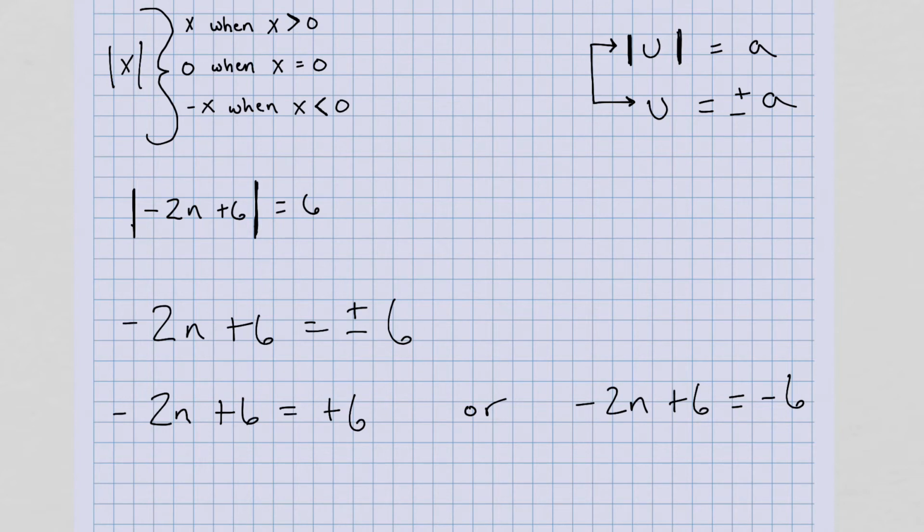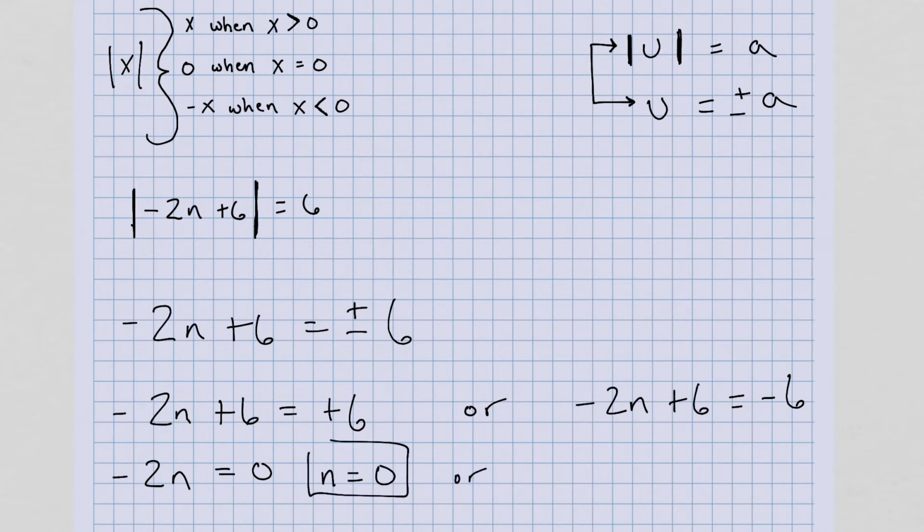So now solving for n, for this first one. First thing we do, transpose and apply: subtract 6 from both sides. So we get -2n equals 0. Now divide both sides by -2. We get n equals 0.